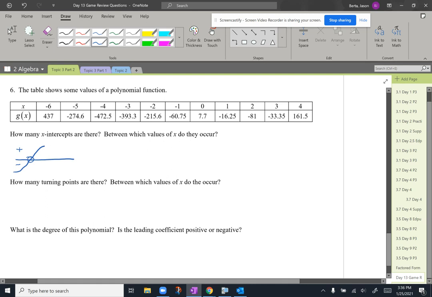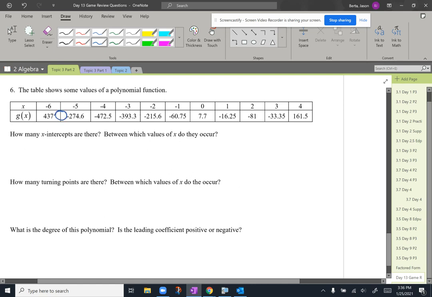Or vice versa. The output is positive, meaning above the x-axis. If the next point is negative, that means at some point between those 2 points, it crossed the x-axis. All right, so let's look for that situation here. And it looks like we are above the x-axis when x is -6, and then we're below it when we're at -5. So there definitely crosses the x-axis here.